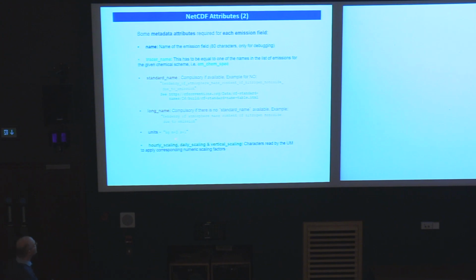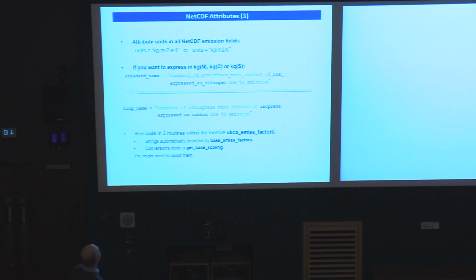Units need to be given. Standard is kilogram per meter squared per second, and you have other attributes that give you hourly scaling, for instance, what is used for isoprene emissions, daily scaling, so for weekdays, or vertical scaling for smoothing out your emissions over a vertical range. Yes, so as I said, the model expects emissions in units of kilograms per meter squared per second. Sometimes there's the possibility to express an emissions flux in various ways. So you could provide NOx as NO2 or as nitric oxide, or just as emissions of nitrogen.